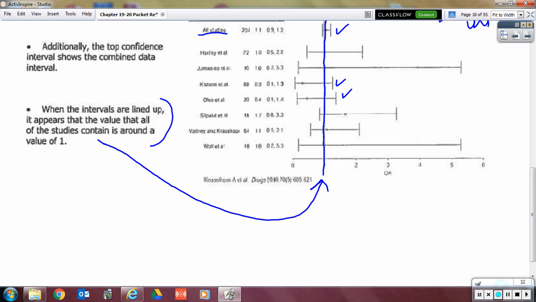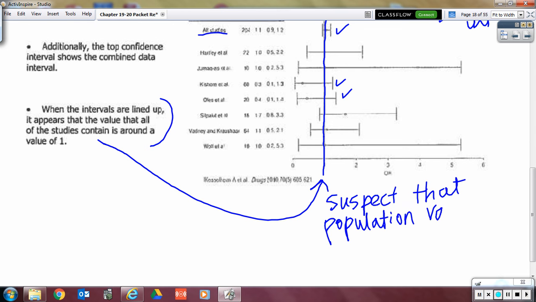So we kind of suspect that the population value is pretty close to 1. Because that was the value, or somewhere really close to that, that goes through all of those intervals. Okay? So that's what's good about having lots of different studies, people doing different studies.